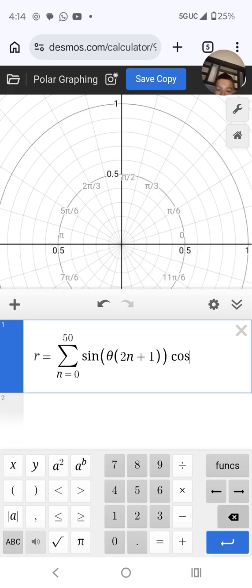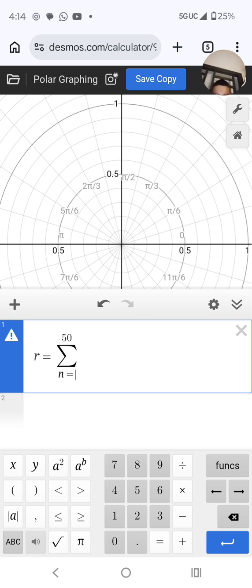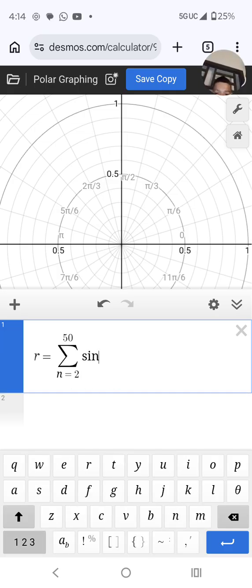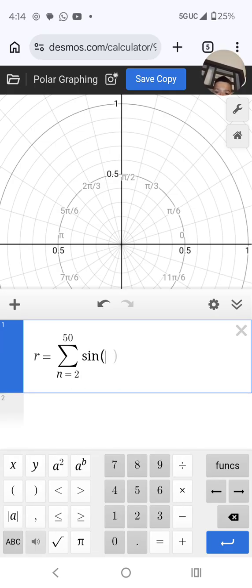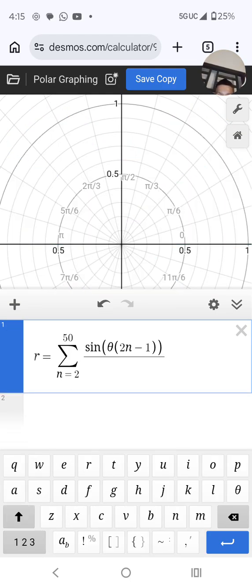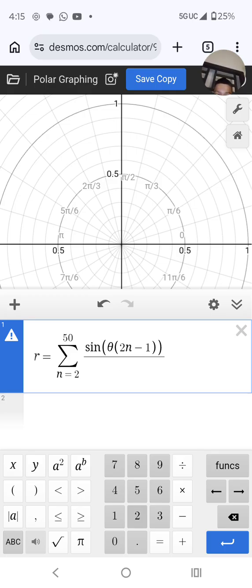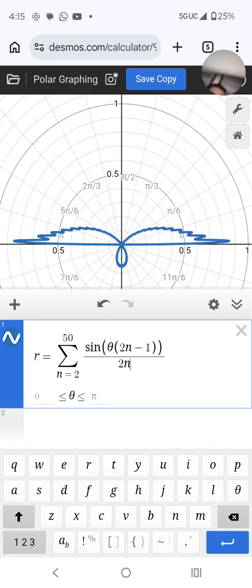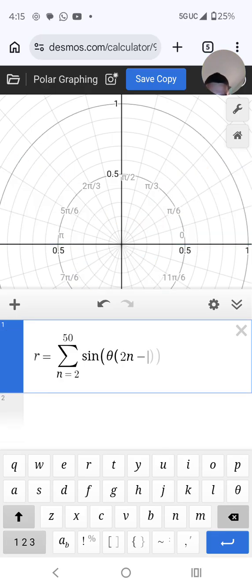So let's do from n equals 2 to 50 of, not x, theta times 2n minus 1 divided by 2. Looks like a bow and arrow. Sadly, you cannot hear the sound.